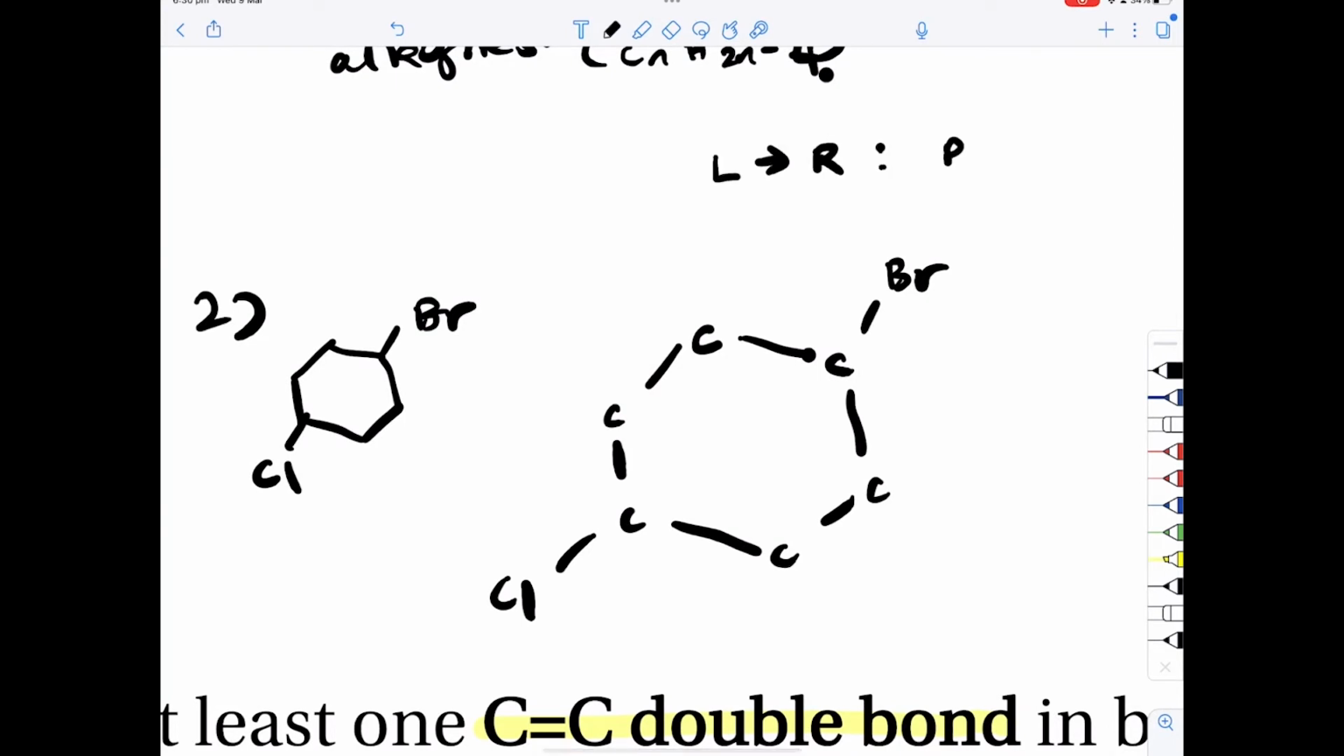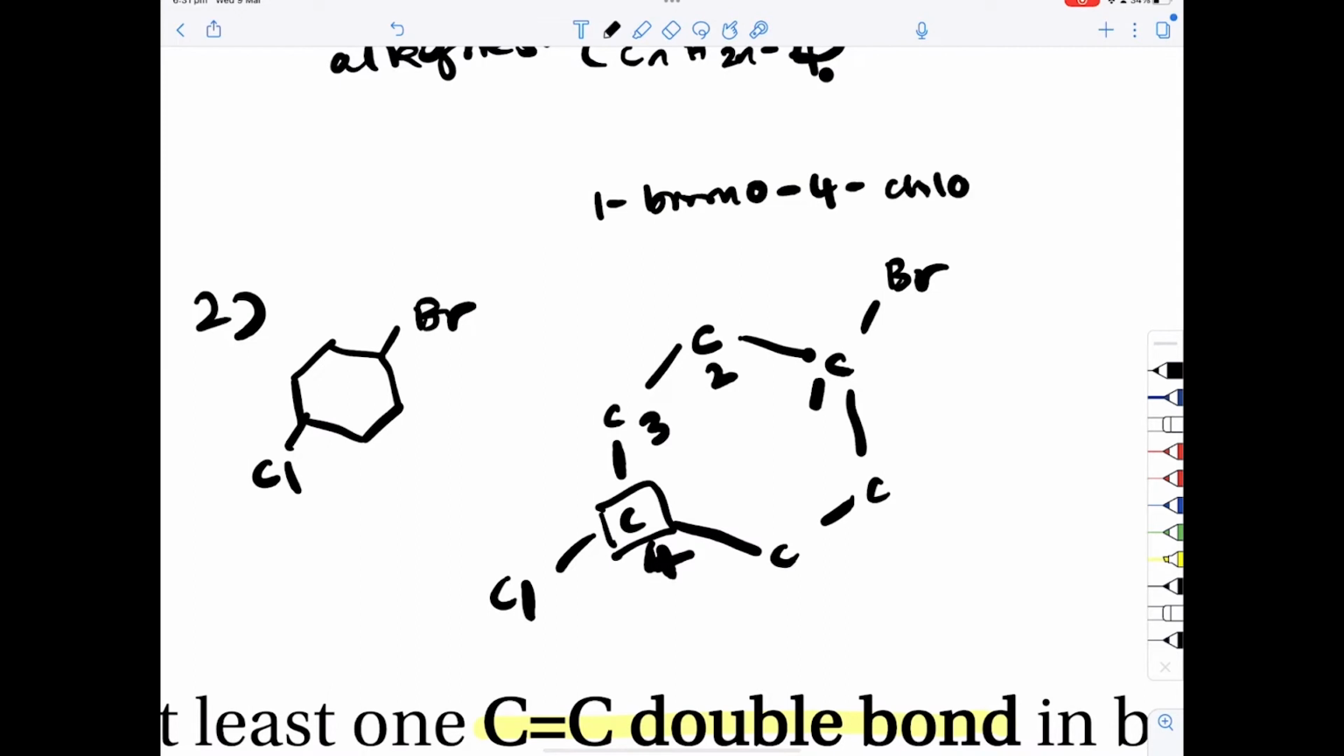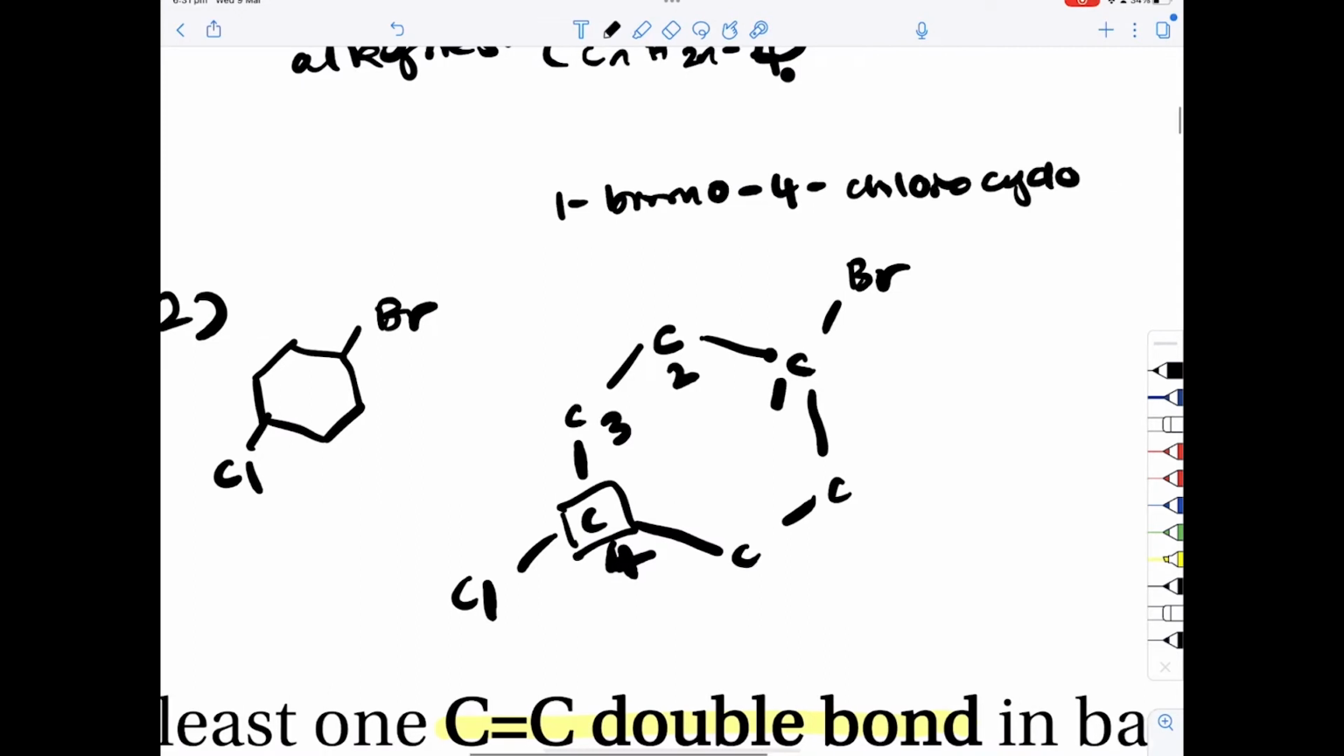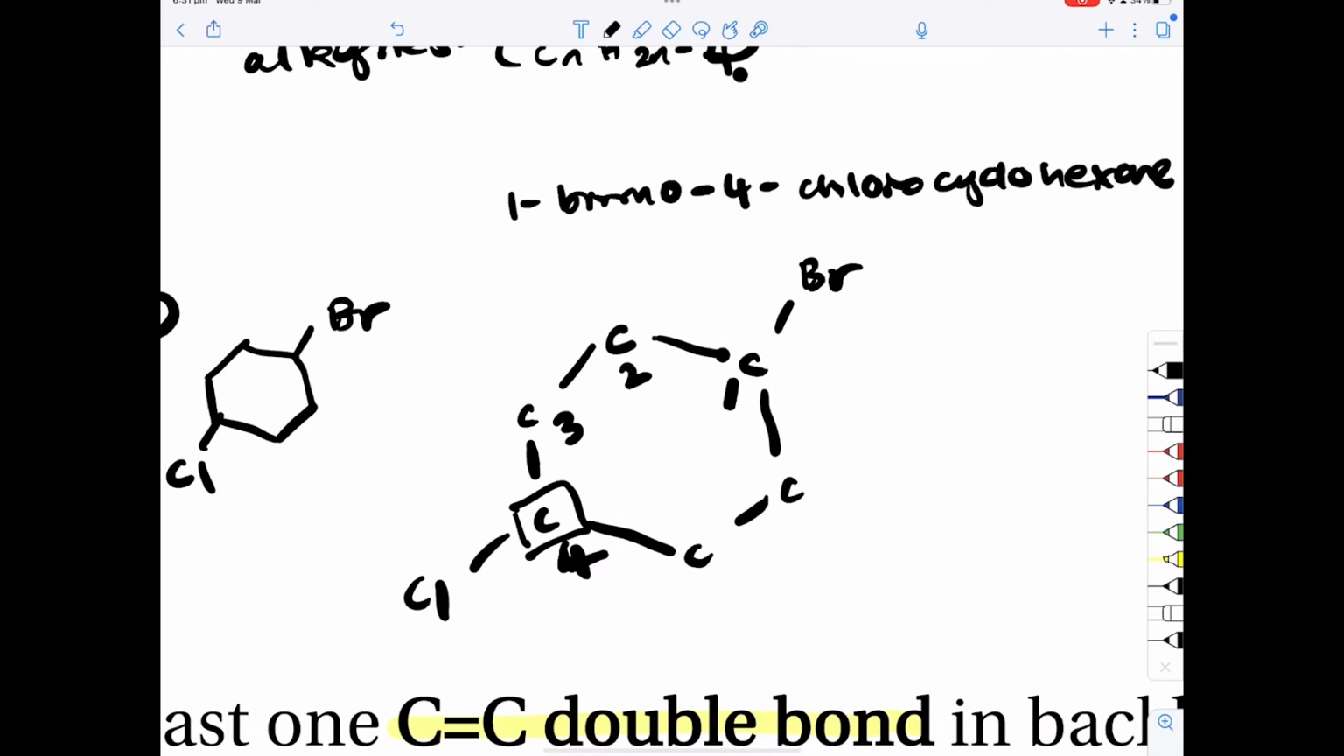If going left to right and going right to left gave you the exact same number, you would then pick the direction that gave the alphabetical first group priority, right? In this case, bromine comes before chlorine, so we're going to make this carbon number 1. And then we're going to find the direction that gives the second alkyl group the smallest number. You can either go up or you can go down, but the 4th carbon will always have your chlorine. So this will always be 1-bromo-4-chlorocyclohexane. Make sense?